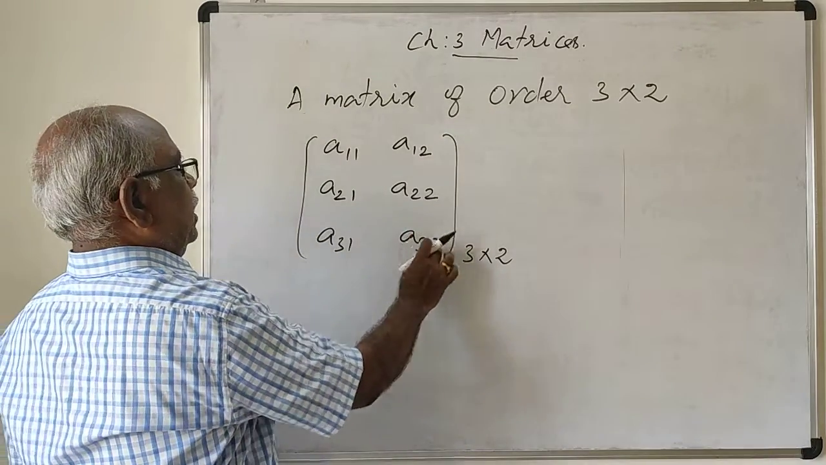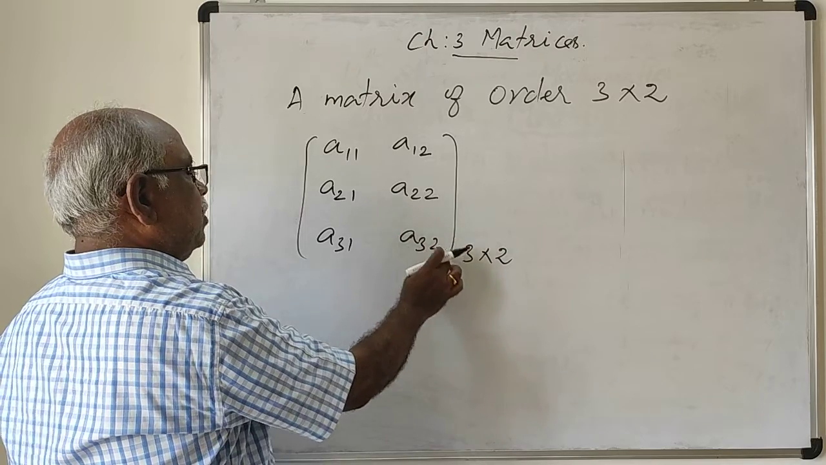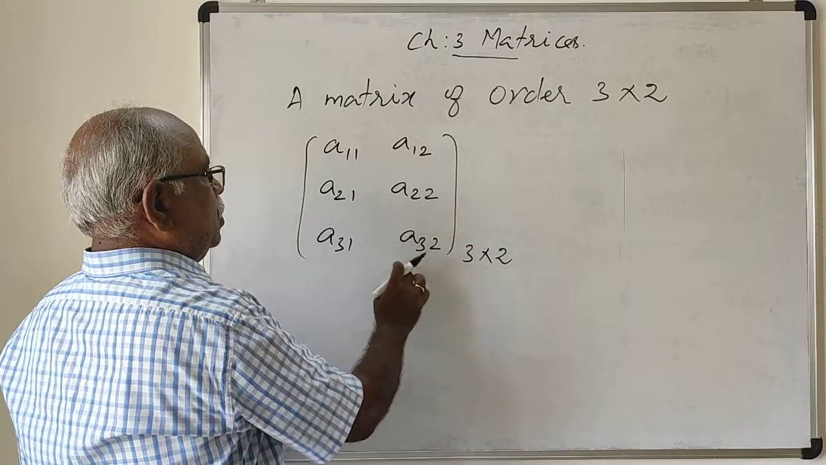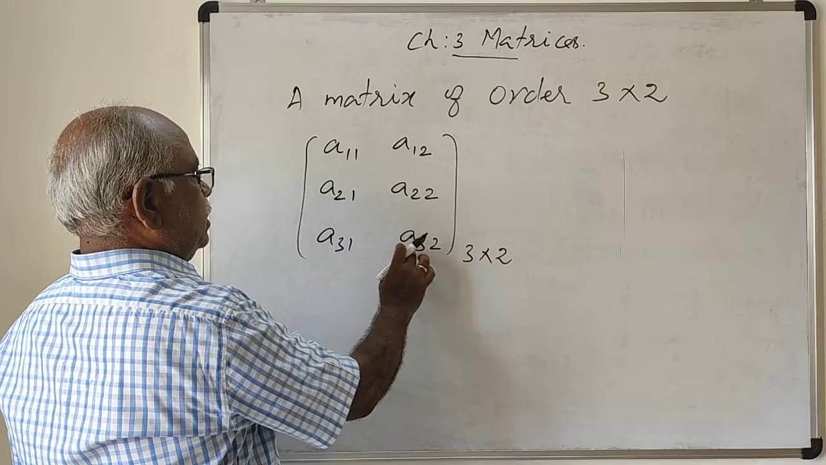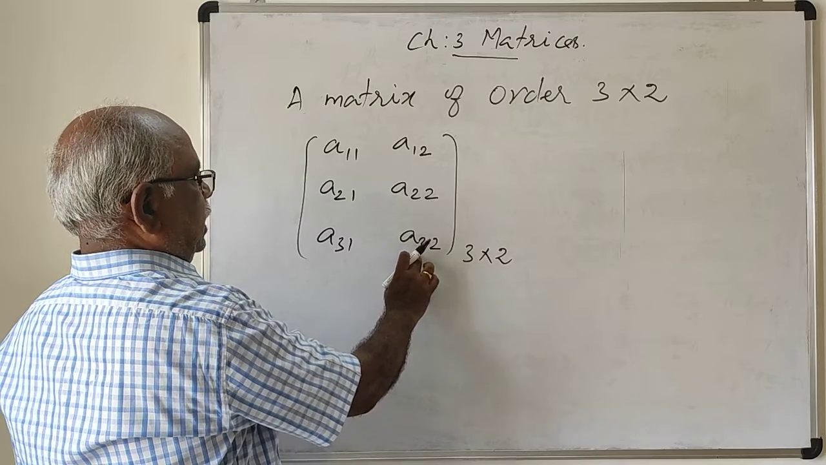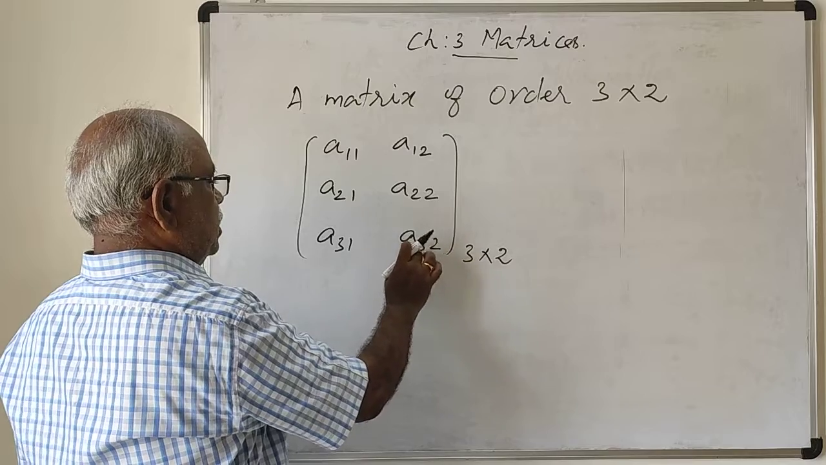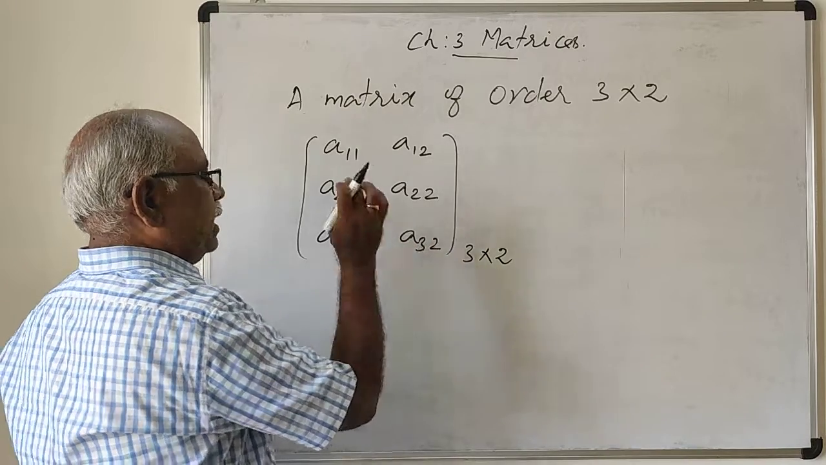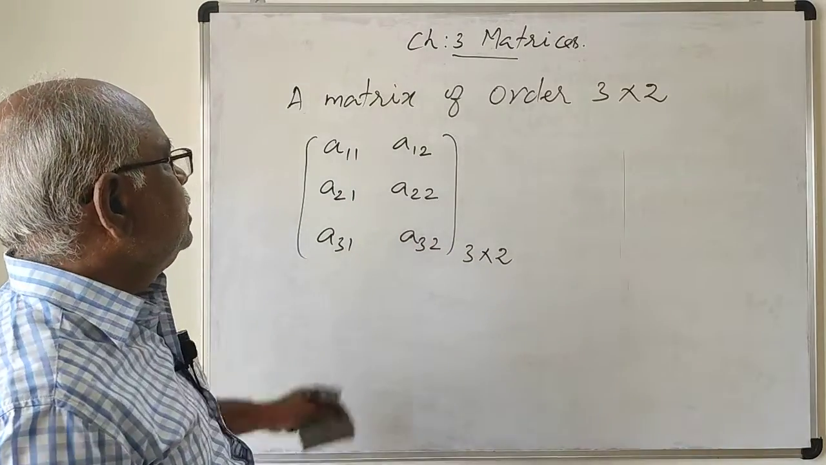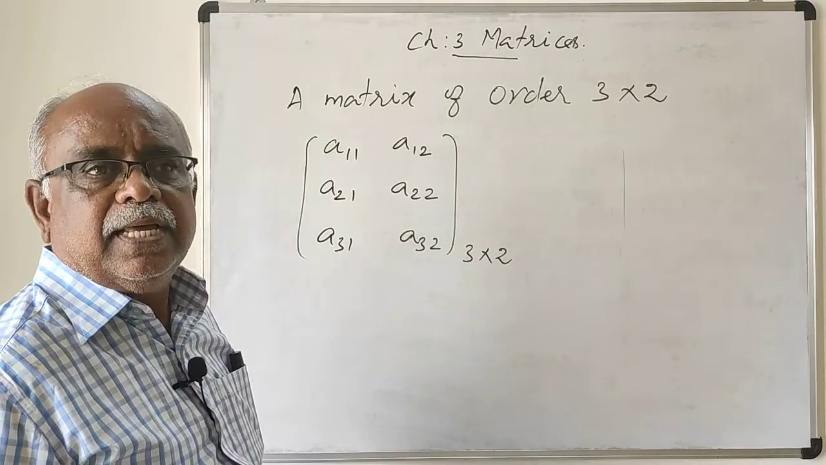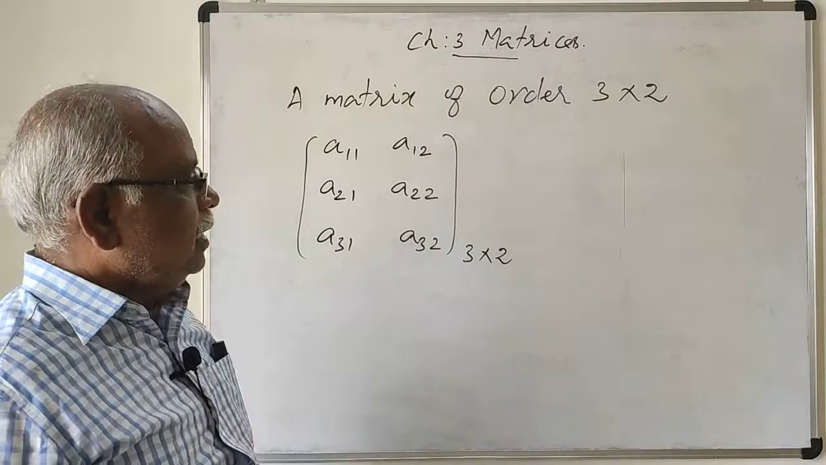This is the method of expressing the elements of a matrix. See, this is an element of a 3 by 2 matrix. The element is A32. It is in the third row, second column. A32 means it is in the third row and in the second column. Like that, the elements of a matrix are explained.